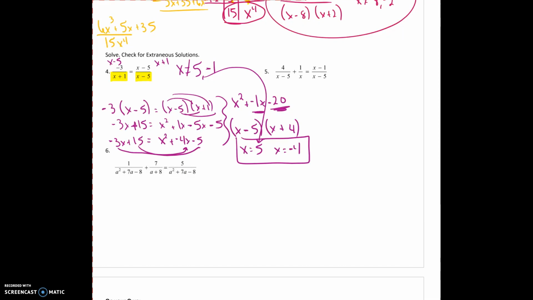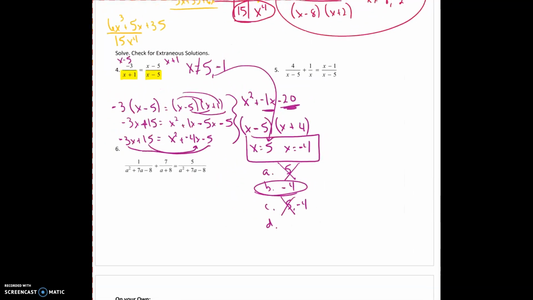So this is an extraneous solution. And on the multiple choice part, 5 is not an accepted answer. The only correct answer is negative 4. So if you saw the choices like A is 5, B is negative 4, C is 5 and negative 4, and I don't know what they would put for D, this is the correct answer because this is extraneous, and since it's extraneous, it's not considered a solution. Okay? All right, let's move to the next one.